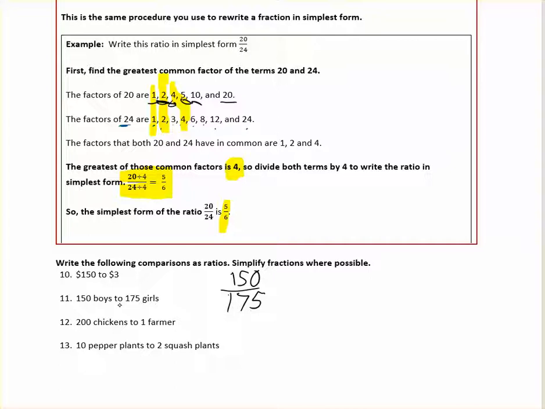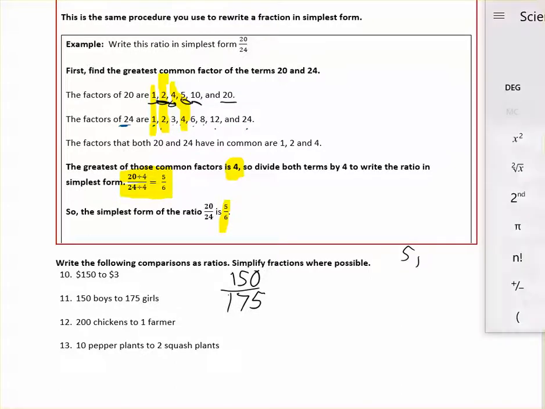5 is a factor of both of them because one ends in 0 and one ends in 5. So I know that 5 is a factor. Let's see if we can find something bigger than 5. 10 would not be a factor because 175 does not end in 0. Probably, we can use a calculator to check too, especially with bigger numbers like this.